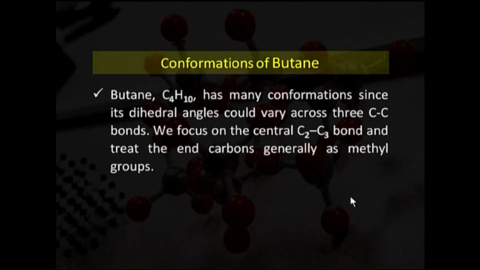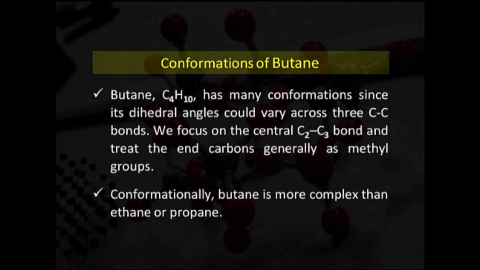Butane, that is C4H10, has many conformations since its dihedral angle could vary across these three carbon-carbon bonds. We focus on the central carbon number 2 and carbon number 3 bond and treat the end carbons generally as methyl groups. Conformationally, butane is more complex than ethane or propane.